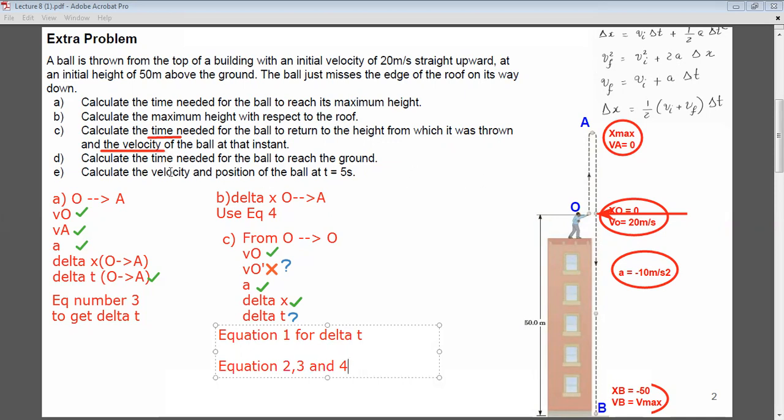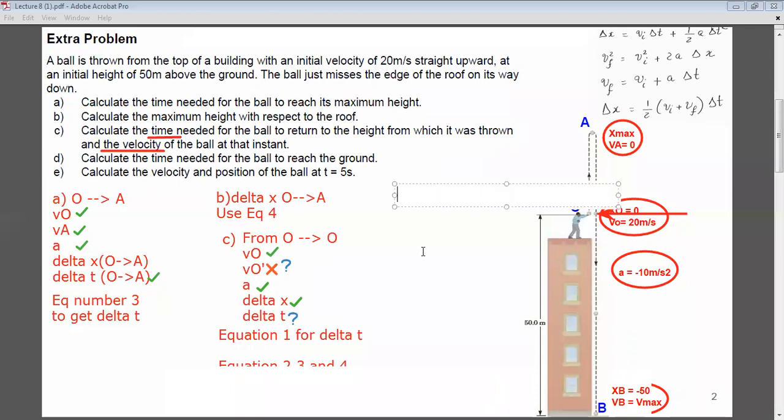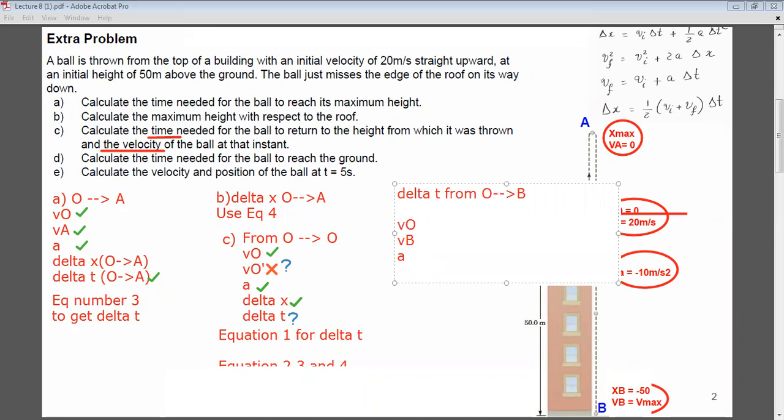Then part D, calculate the time for the ball to reach the ground. So I want the time for the ball to reach the ground. It's from where to where? To reach the ground, it's delta T from O to B. Okay, what information do I know? Do I know V0, VB, acceleration, delta X from O to B, delta T from O to B?